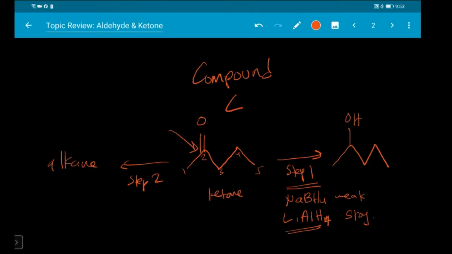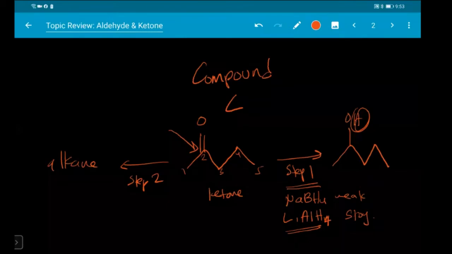Okay, in this case, that's what we call this process reduction, pasal hydrogen telah bertambah pada structure. Okay, that's why we call this a reduction. So guys, this is the step. Step 1 is the reduction. The conversion of ketone into alcohol compound by using either sodium borohydride ataupun lithium aluminum hydride. Okay, that will be the first one.